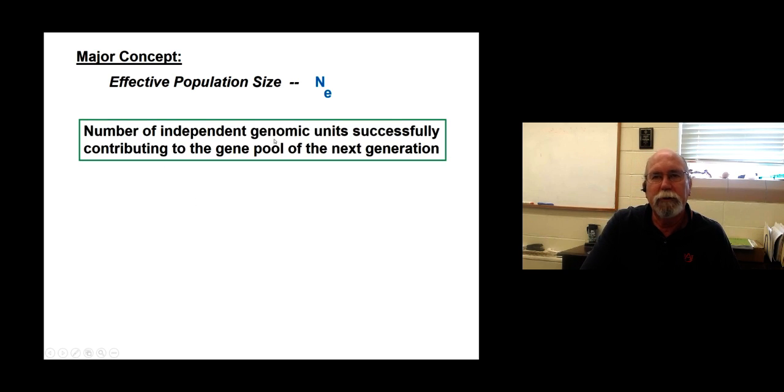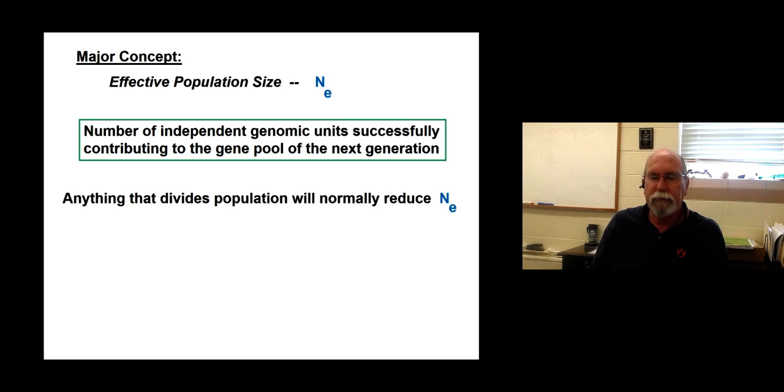It's the number of independent genomic units successfully contributing to the gene pool of the next generation. Okay? So just how many genomic units contributed. That's what matters. That's what effective size is, okay? And the effective size obviously is going to be different from the ecological size, the census size.